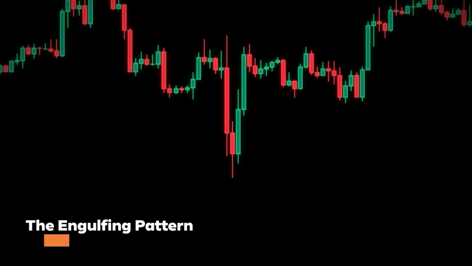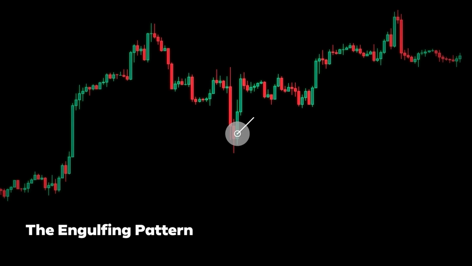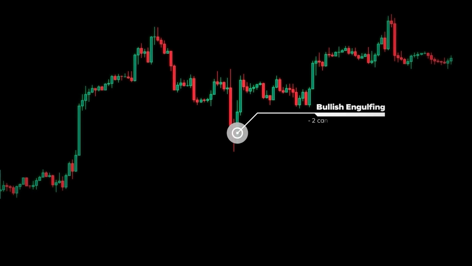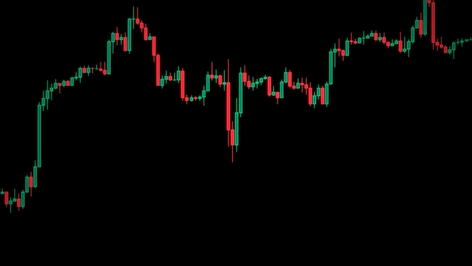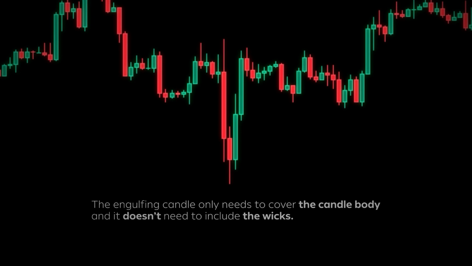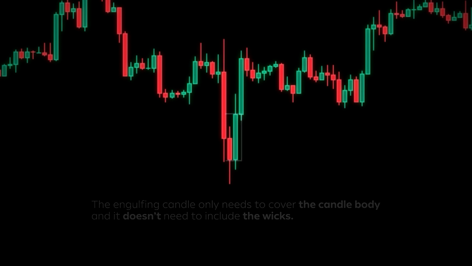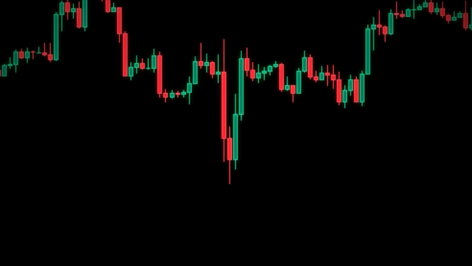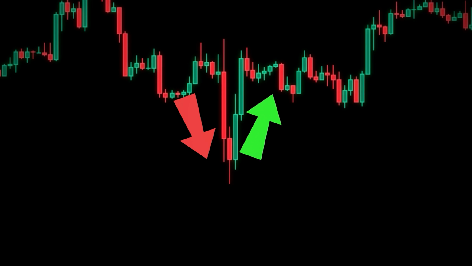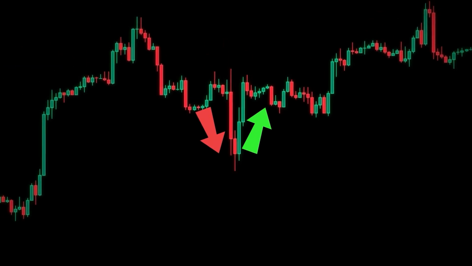Another powerful candlestick pattern is the engulfing pattern. A bullish engulfing pattern consists of just 2 candlesticks. First candle will be marked by a small bearish candlestick, where price has moved lower, followed by a larger bullish candlestick that completely engulfs the previous candle's body from low to high. It's important to know that you only need it to cover the candlestick body. You don't need it to cover the wicks, so keep that in mind. This pattern indicates strong buying pressure, as the second candle's bullish momentum overtakes that previous bearish push to the downside.